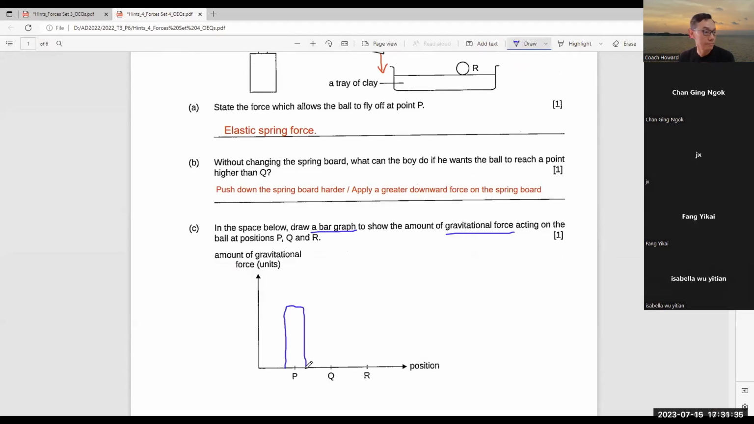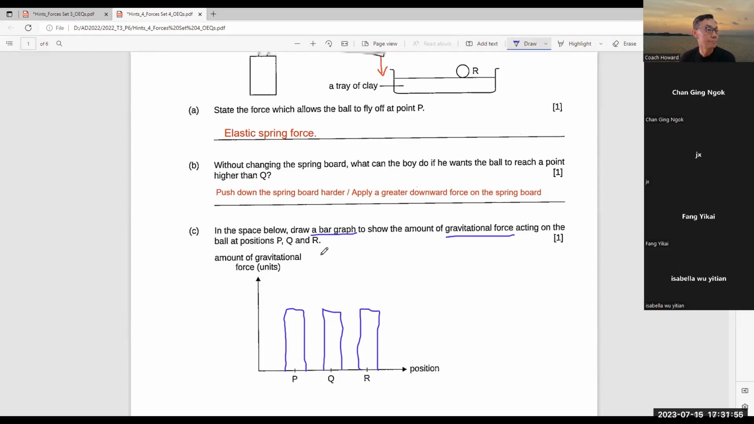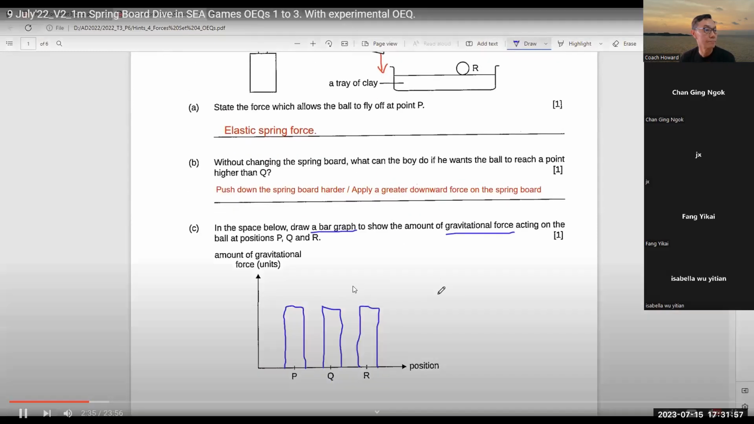So you draw 3 blocks, same height and same width. You must use a ruler, because I don't have a ruler to draw on the screen here. So you just draw something like that: 3 blocks, same height and same width. This is because the gravitational force at these 3 positions doesn't change. So that's a trick question, because gravity doesn't change. Unless they put gravitational potential energy, but this is gravitational force. This is a trick question.